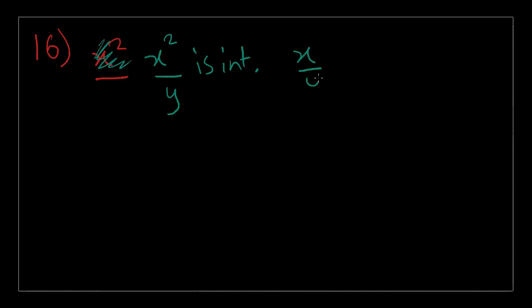I might be rusty. Anyways, if x squared divided by y is an integer, so this is an integer, the next part of the question is, but x divided by y is not an integer. So which of the following could be the values of x and y?